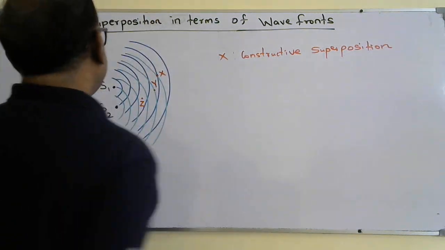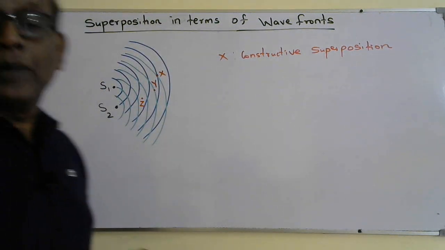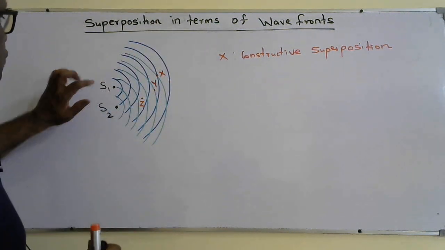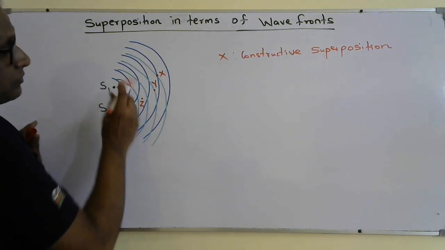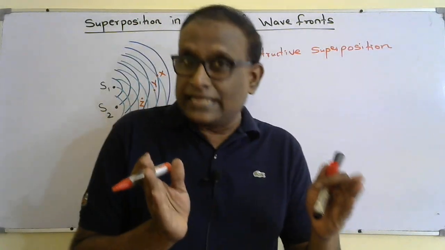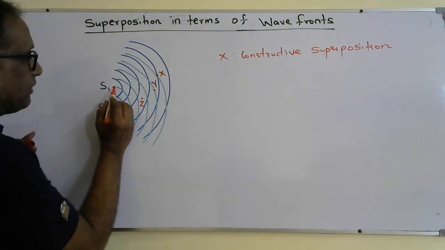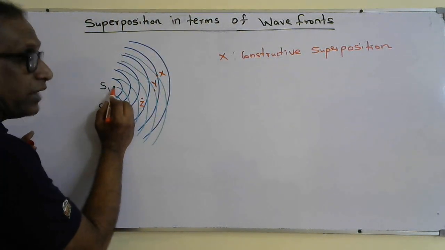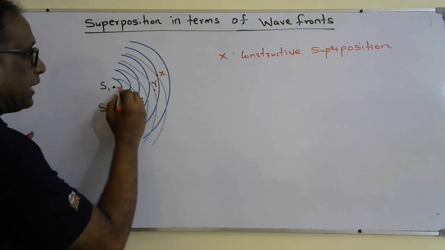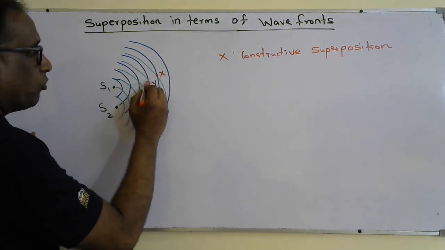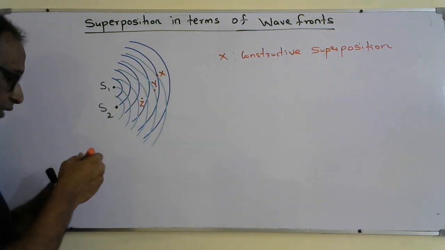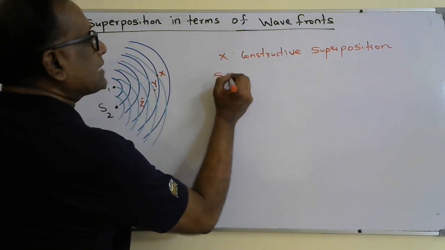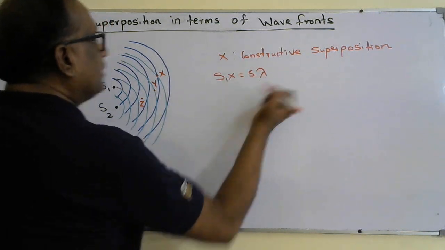What could be the wavelength? What could be the path difference at X? Let's see the path for the blue wave. The distance between adjacent wavefronts is lambda. So the wave has traveled lambda, 2 lambda, 3 lambda, 4 lambda, 5 lambda from the source. So the distance from S1 to X, S1X, equals 5 lambda.